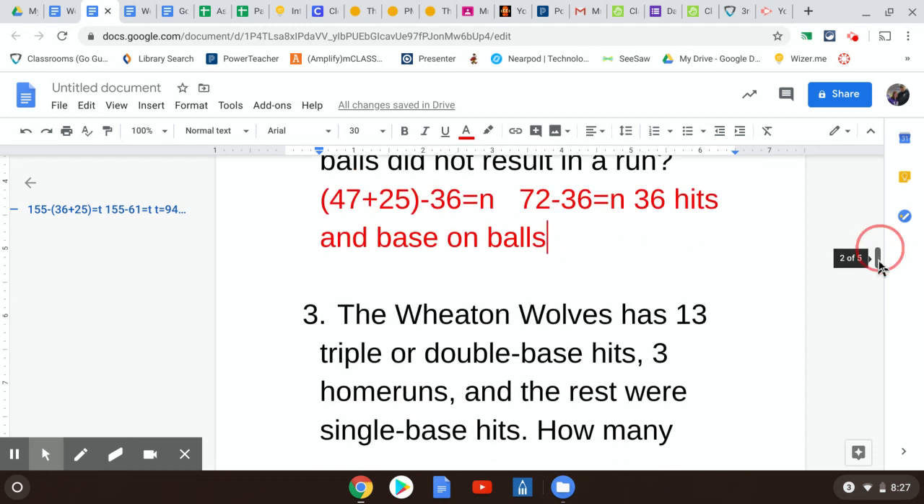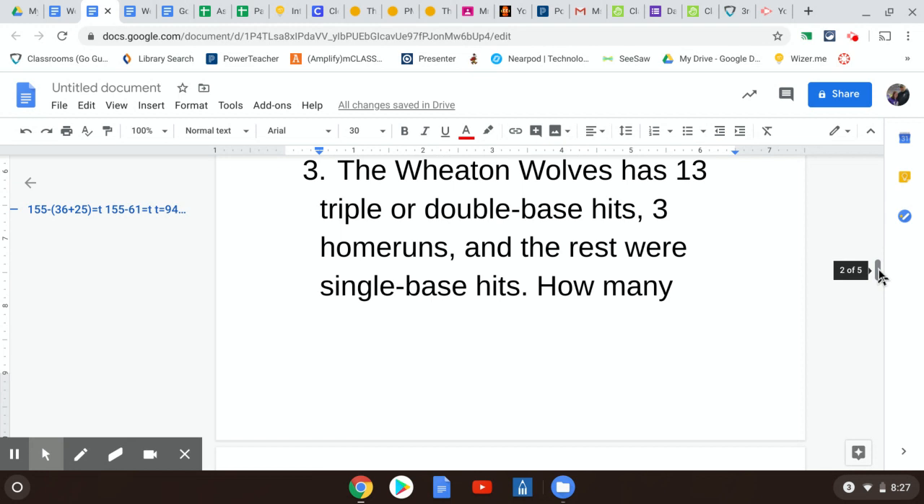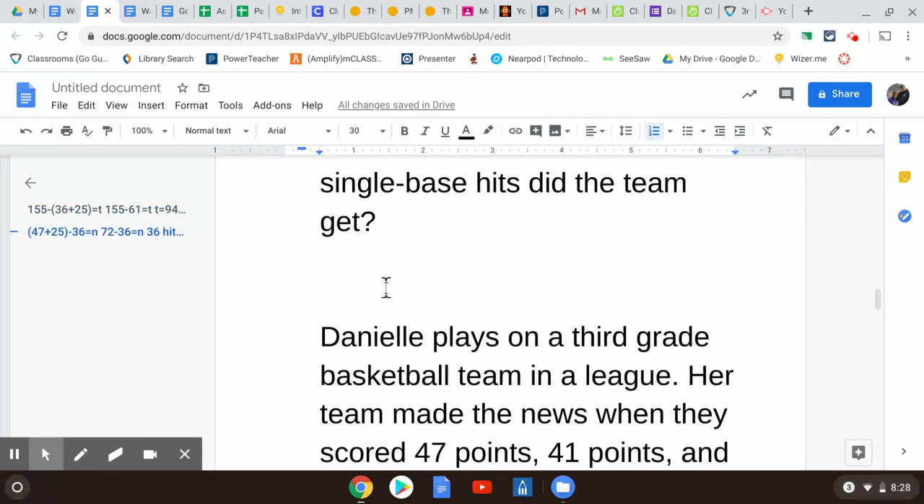Okay, number 3. The Wheaton Wolves had 13 triple or base hits, 3 home runs, and the rest were single hits. How many single base hits did the team get? So first we have to put the number of hits that they had. So when you look at the graph, you get 47. Then you're going to minus the triple and double base hits they had and the home runs. Not minus, you got to add them together. We will minus it from 47.